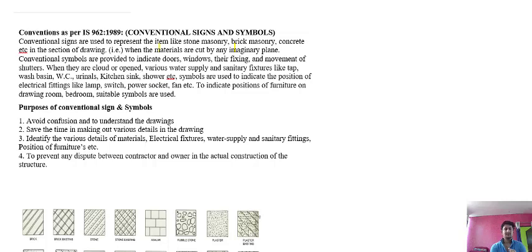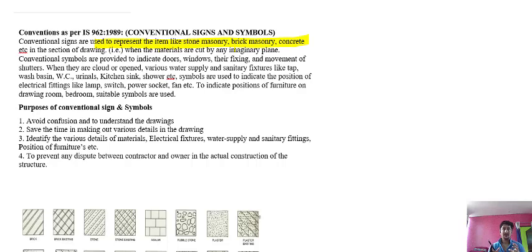So conventional signs and symbols, where we are using them, we represent items like stone masonry, brick masonry and concrete, etc. So, what is brick masonry and stone masonry and concrete? Brick masonry is basically the art of construction when we are making something out of brick plus mortar. When we are making something out of stone plus mortar, it is known as stone masonry. And concrete, you must all know what concrete is. Concrete is a mixture of sand, aggregate, cement plus water.